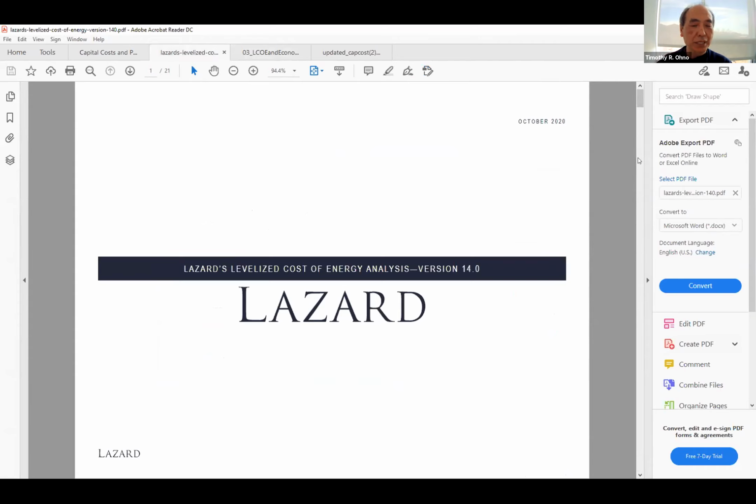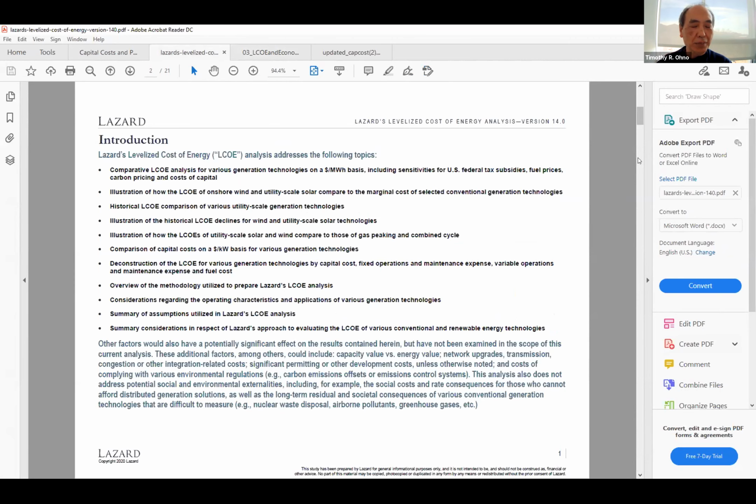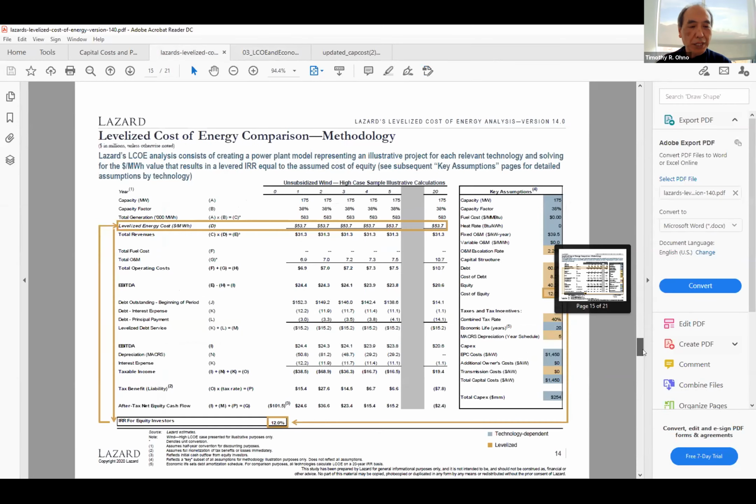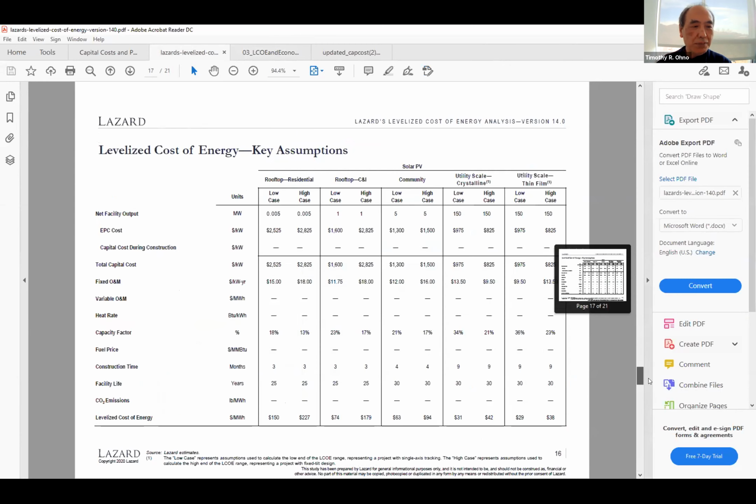So this is somebody who spent a lot of time thinking about how to do LCOE calculations. And they're a private company, so they make their living doing this. And these are the numbers they came up with. And that all sounds good, but we'd like to know how they actually figured this out. So in the document, every year they include, as I go down to it, the key assumptions.